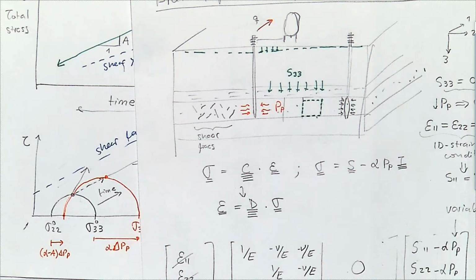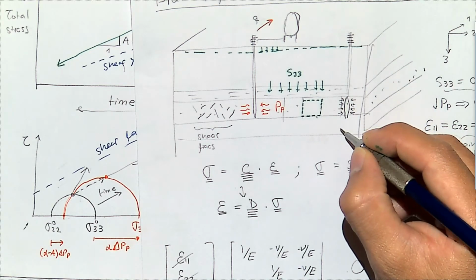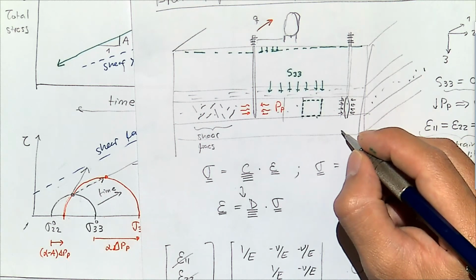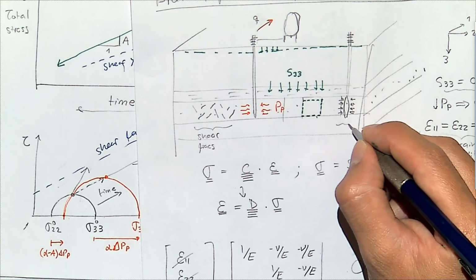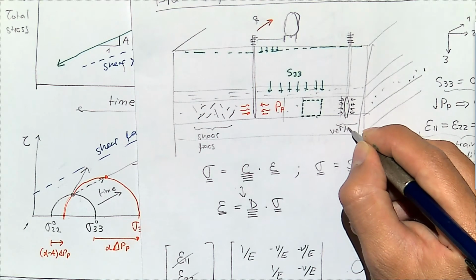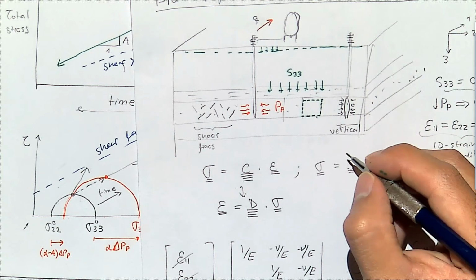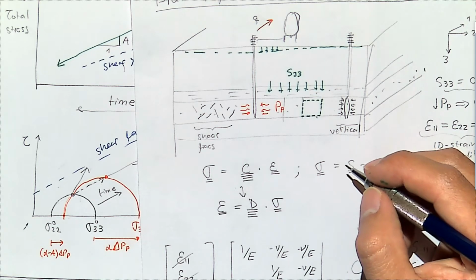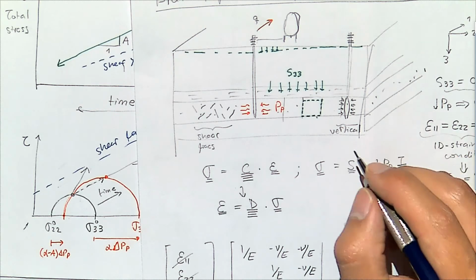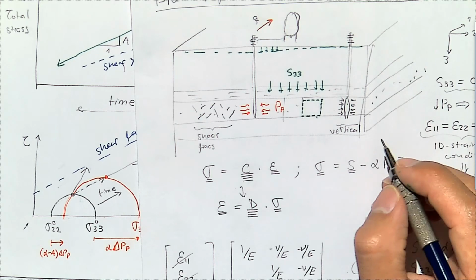If you decrease the pore pressure, your total horizontal stress will increase. Say again? If pore pressure decreases, your total horizontal stress would increase, or your effective horizontal stress would increase. Effective horizontal stress increases. Total horizontal stress decreases.